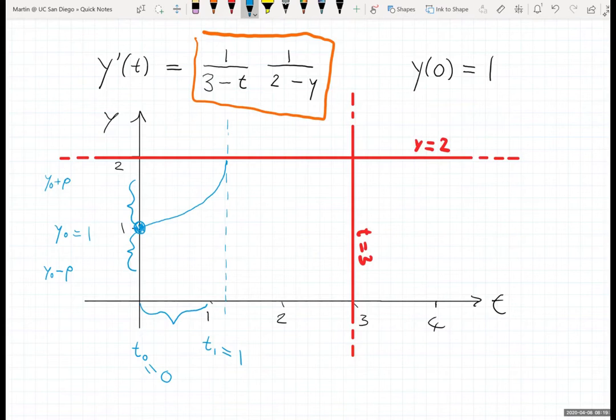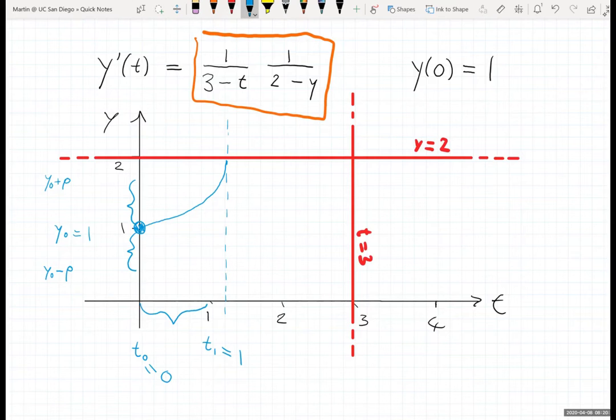Okay, for the Peano existence theorem, I need to pick some time after t0, some time t1, and I'll simply pick t1 equal 1. Okay, so the time interval is length 1. And then I also need to pick some rho. And I take an interval in the y direction centered at y0 equal 1 with the radius rho. So, and I should take the number rho small enough so I don't hit the red area here.